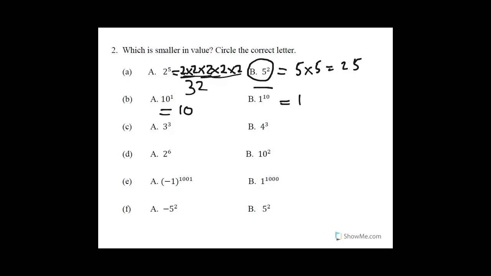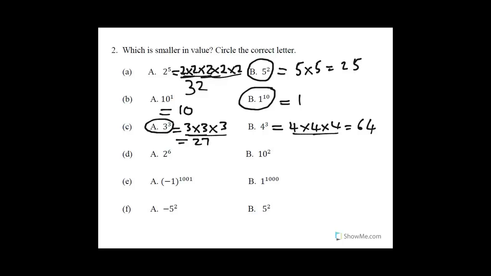Which is the smaller one? Well, it's obviously B. 3 cubed, that's 3 times 3 times 3. 3 times 3 is 9, times 3 is 27. 4 cubed is multiplying 4 by itself 3 times. 4 times 4 is 16, times 4 is 64. Which is the smaller one?